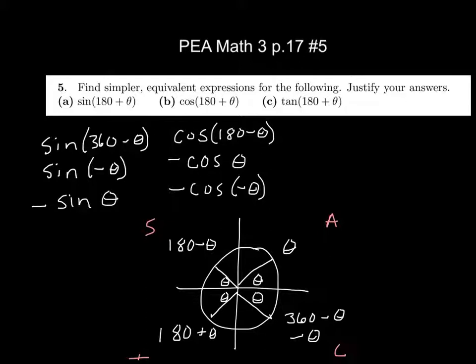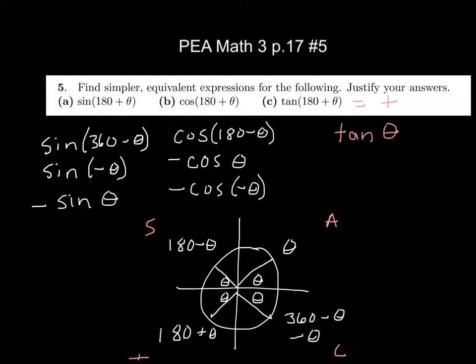Okay, C. Tangent. We could do the same exact thing with tangent. So we have tangent of 180 plus theta. Is that positive or negative? Positive. What's another quadrant that's equivalent? The first one, which would be tangent theta. Agreed. Can we do number 8?